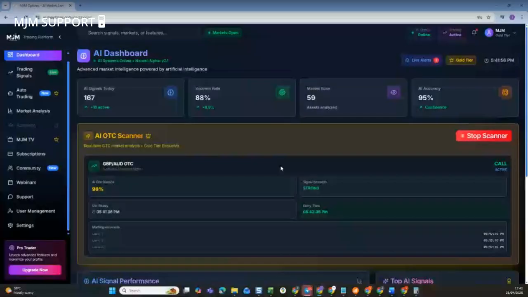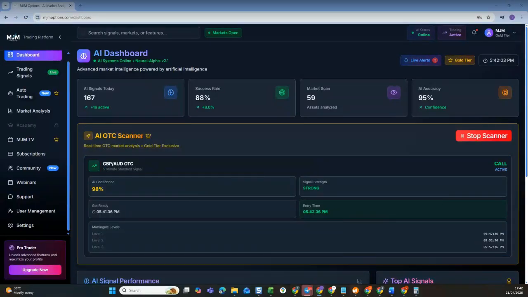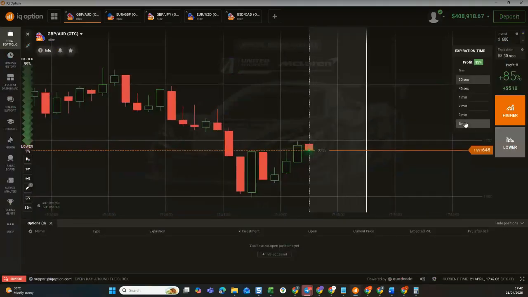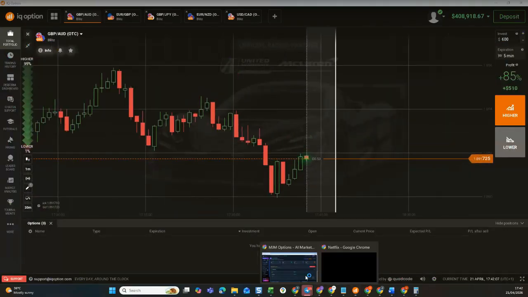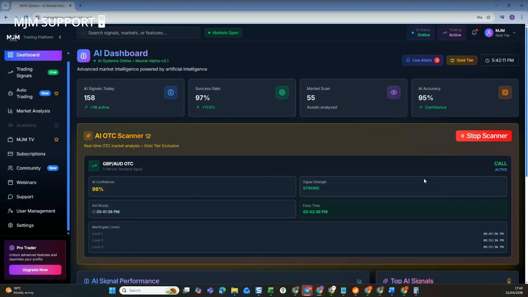The pair is GBP AUD. We click 5 minute standard signal, which is 5 minutes. The next thing we do is the direction. Direction is call, so we are buying. Now, at what time are we buying? We're buying at 5:42:36 seconds.